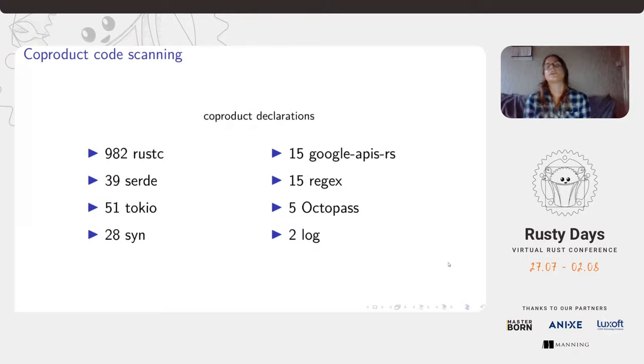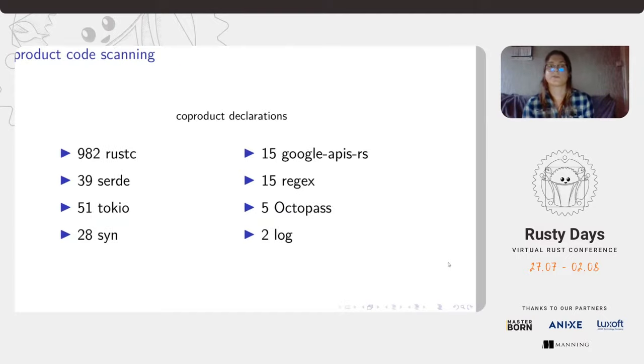To show you why that optimization is a real feature and not just some minor stuff, I want to show you some statistics that I gathered by scanning code of some open source repositories. So I took some standard Rust repositories, so the Rust compiler, Serde, Tokio, regex, my own master thesis, Google APIs, and a logger library, gathering more than 1,000 enum declarations. And here is what I found.